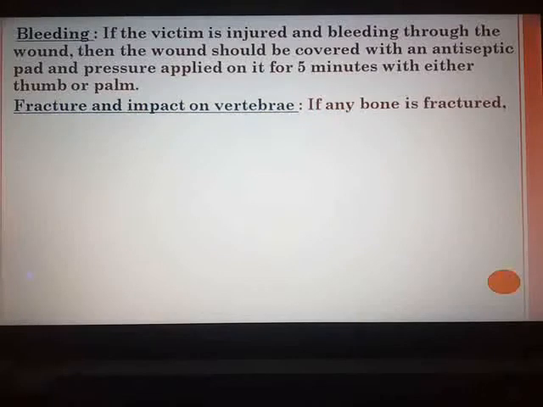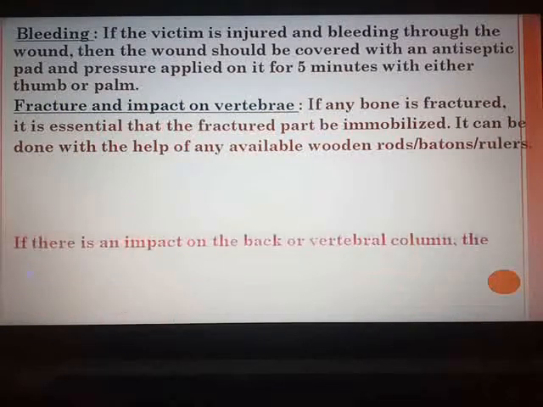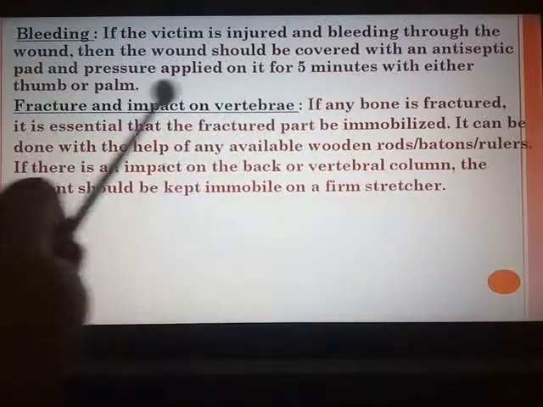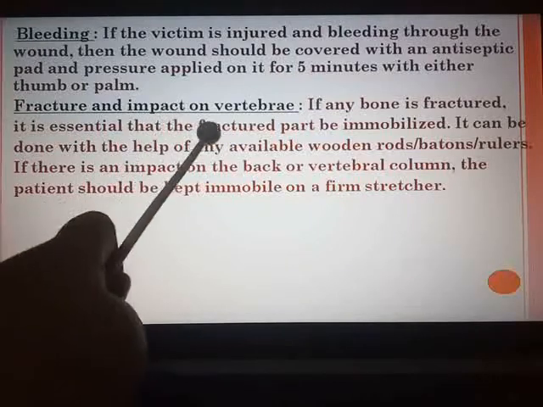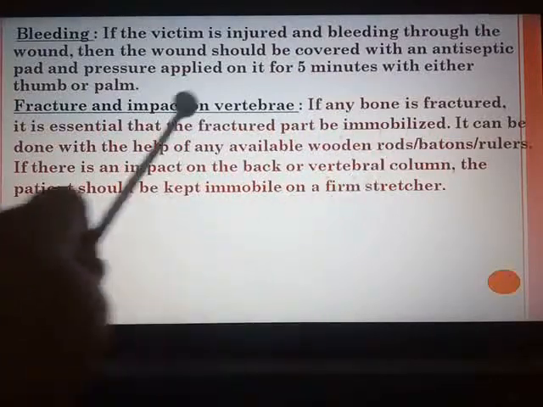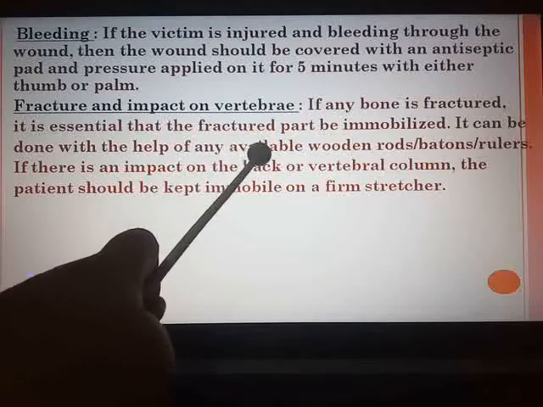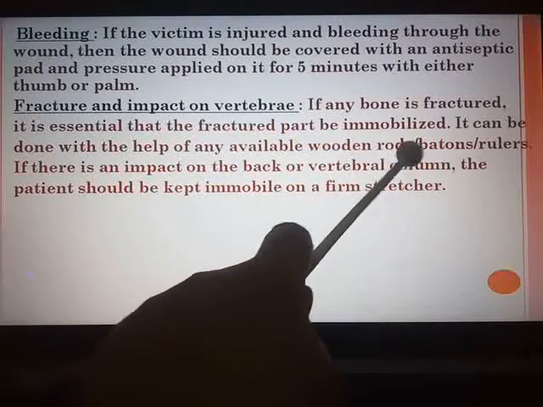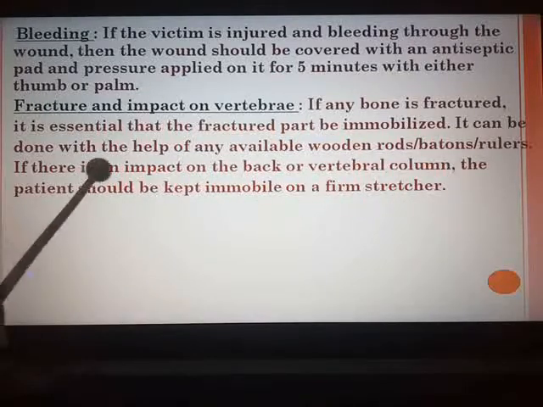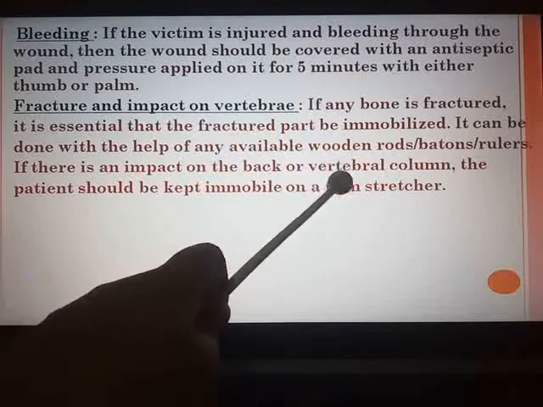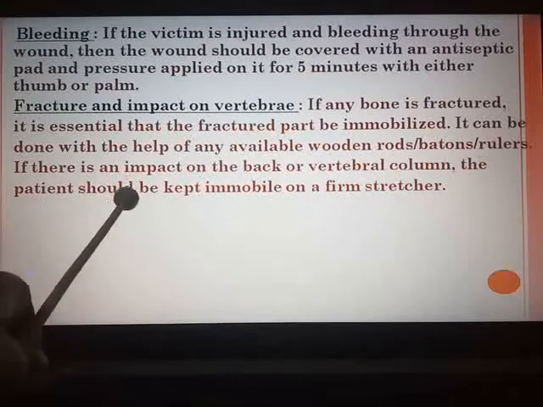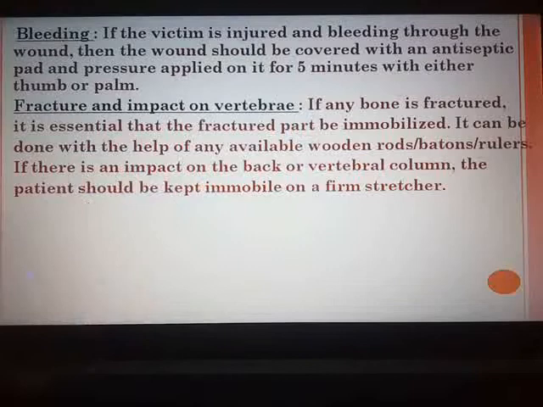Below that you have about fracture, so that also you have to write. If any bone is fractured, it is essential that the fractured part be immobilized. It can be done with the help of any available wooden rods, batons, rulers. If there is an impact on the back or vertebral column, the patient should be kept immobile on a firm stretcher.